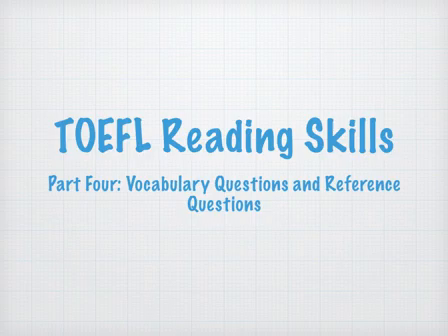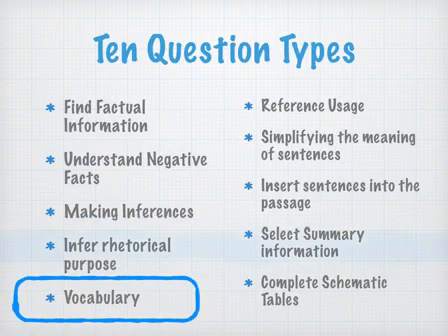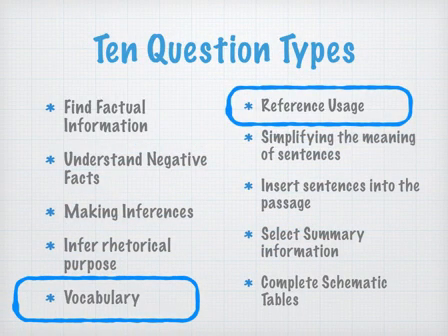Hello ladies and gentlemen, and welcome to this fourth video in a series looking at the TOEFL reading section. In this video we're going to be looking at the vocabulary questions and the reference questions. They're almost the same type of questions, so we're going to tackle them both in the same video. As you will know from the previous videos, we have 10 question types. We've looked at the find factual information, understand negative facts, making inferences, and infer rhetorical purpose questions. Like I said, we're going to be looking at reference usage and vocabulary in this particular video.